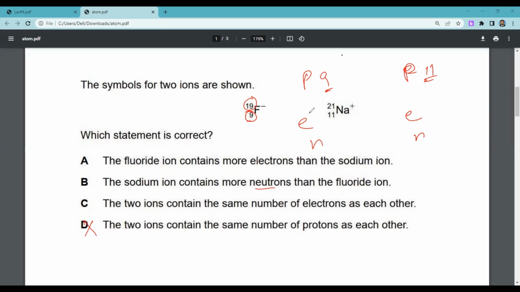If we talk about the number of electrons, 9 and 1, it gained 1 electron. It means that 9 plus 1 is equal to 10. Total 10 electrons are present in F negative. And here we can see 11 minus 1, because it has lost 1 electron. This is shown by the positive sign. 11 minus 1 is equal to 10. So they both have the same number of electrons, and this is our correct option. The two ions contain the same number of electrons as each other.